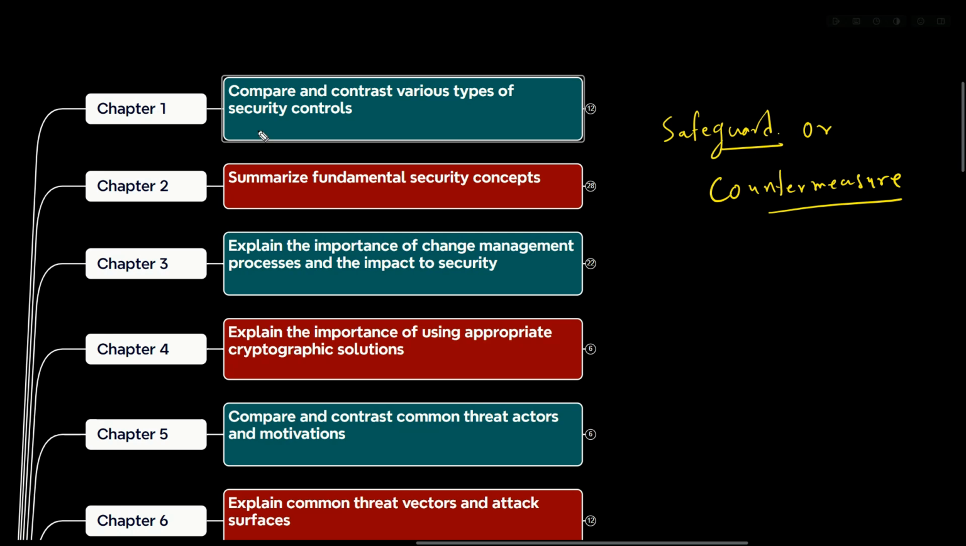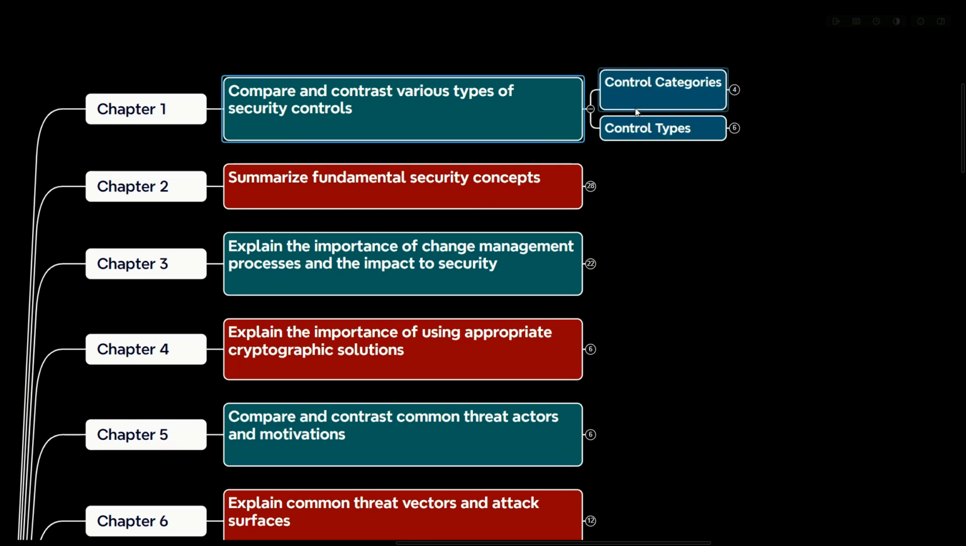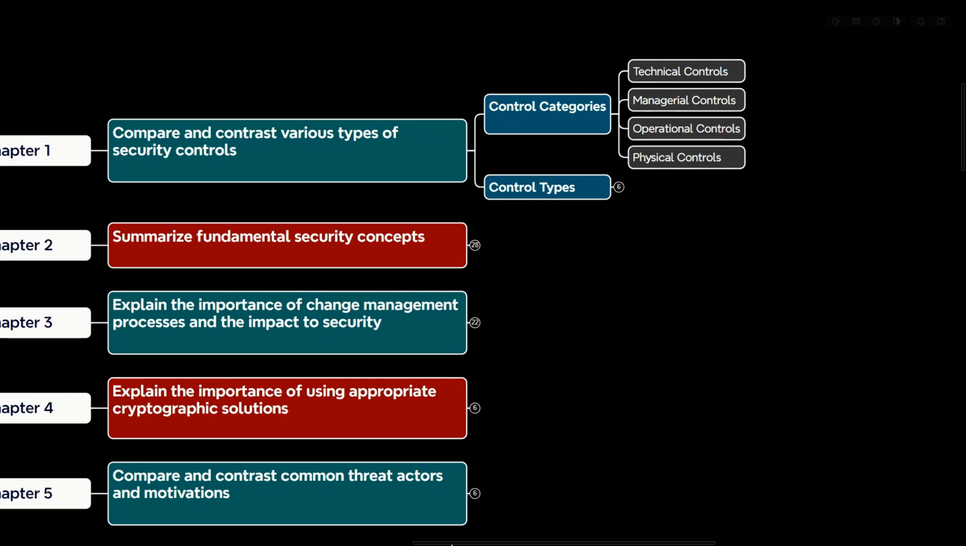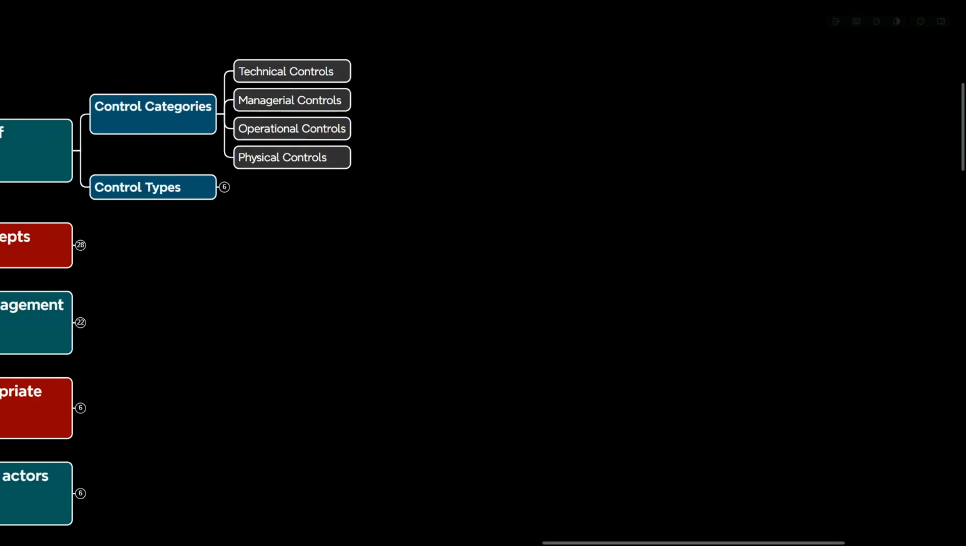Okay, now let's talk from the computer system or enterprise point of view. Let's try to understand the control categories first, then we will talk about the control types. In the control categories, we first have technical control. Technical controls are the controls which are basically executed by the computer system.